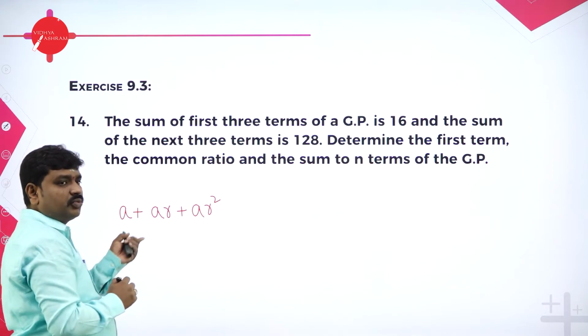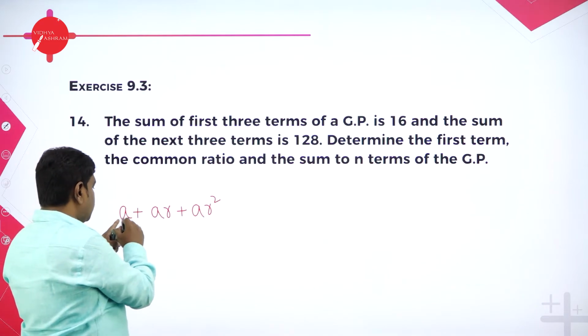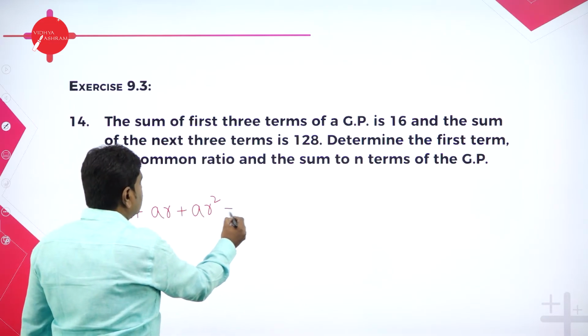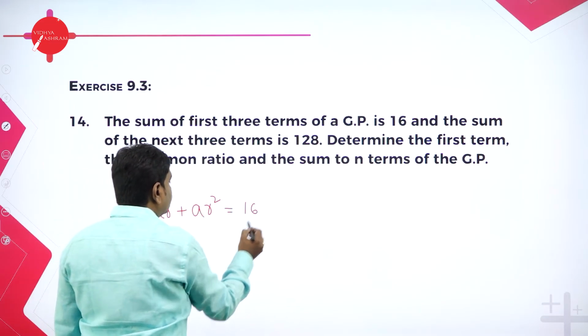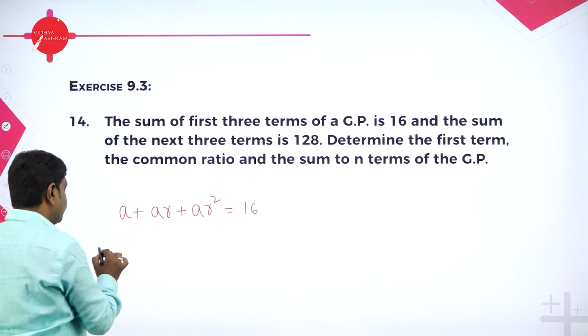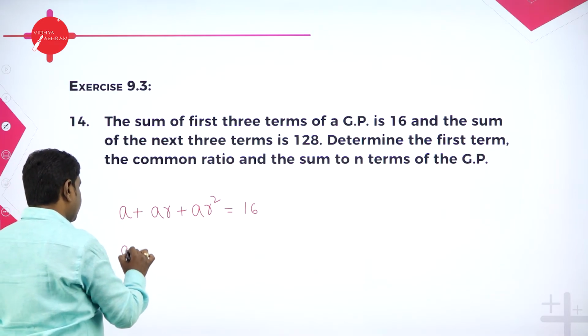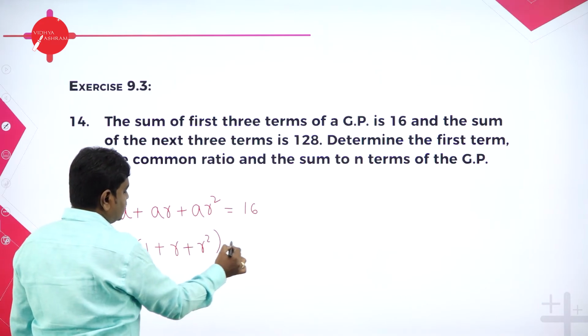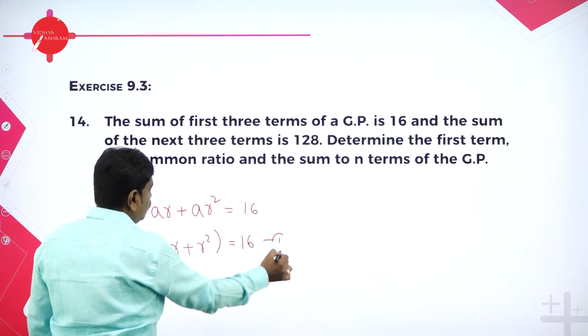GP means what? Every term you multiply R. First term is A. Multiply R to it, AR. Then multiply R, AR square. Sum of first 3 terms is 16 they give. In this you can take A common. That implies A, if I take common, 1 plus R plus R square is 16. I call this equation 1.